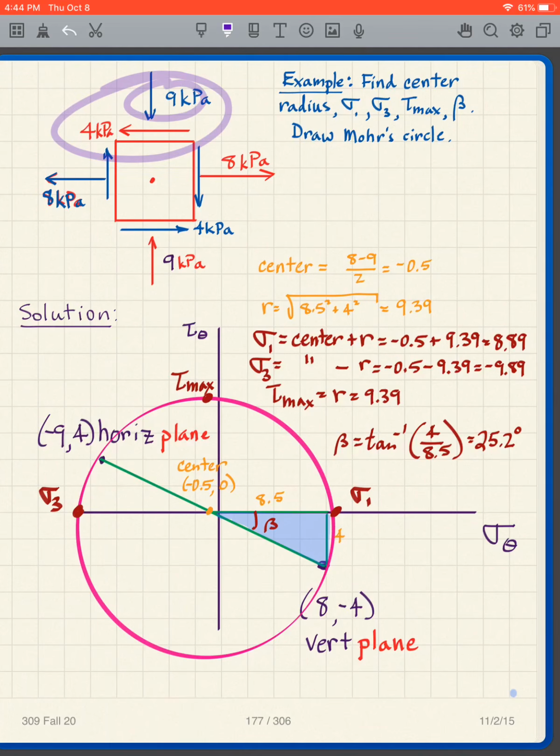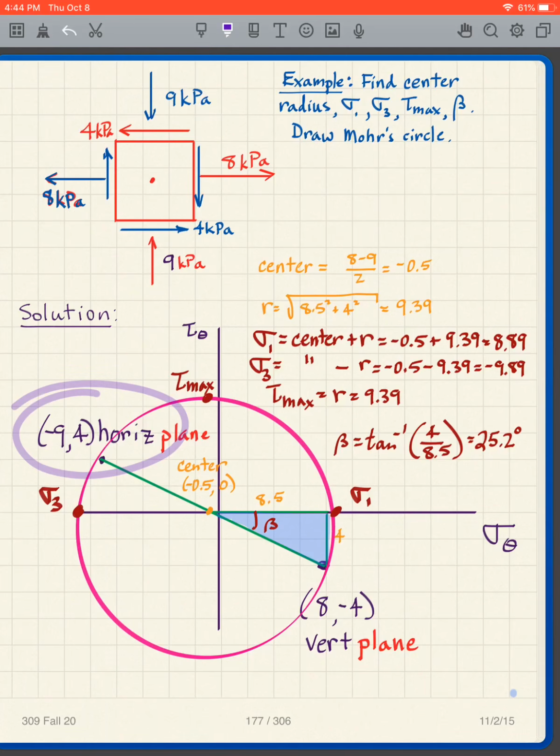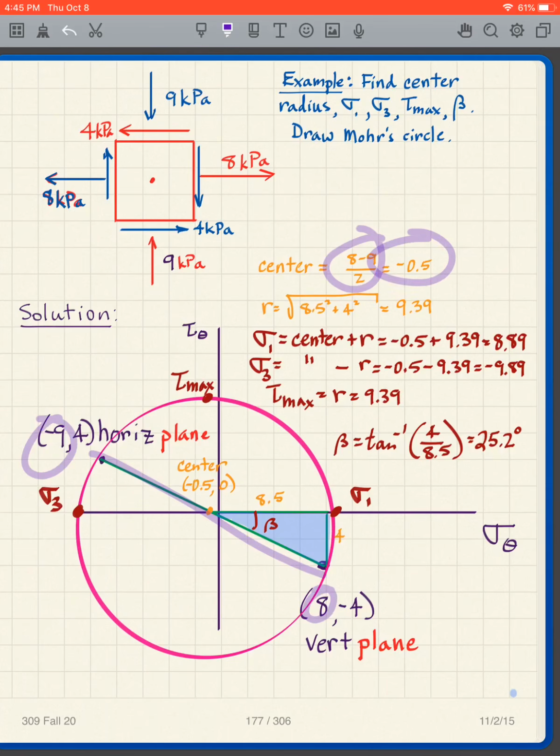Horizontal plane, that's compression, so that's negative 9. That's counterclockwise, so that's positive 4. So negative 9, 4 on the horizontal plane. Draw a line between them. I take the average of the x-coordinates, so 8 minus 9 over 2 is negative 0.5. So that's my center. Once I know that center, I'm drawing this triangle in this case. I could use this triangle, it doesn't matter.